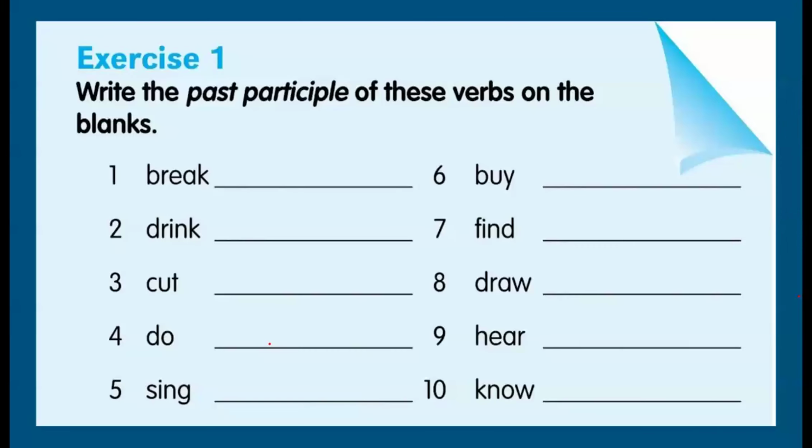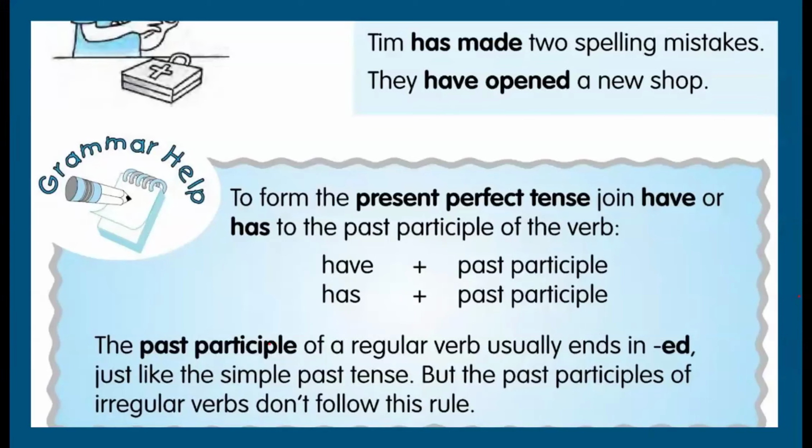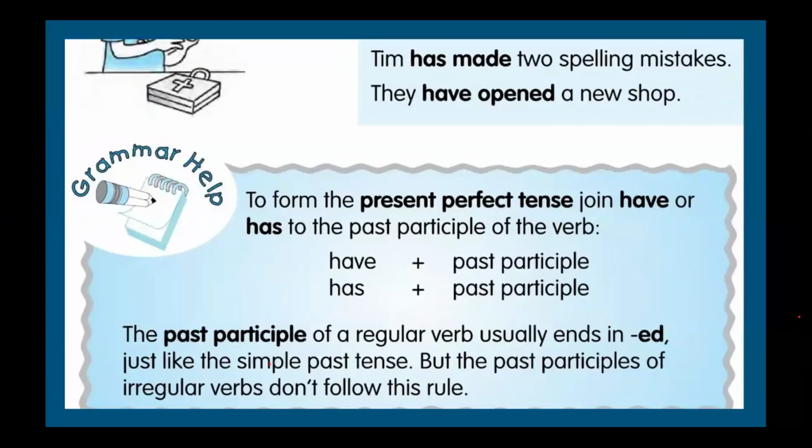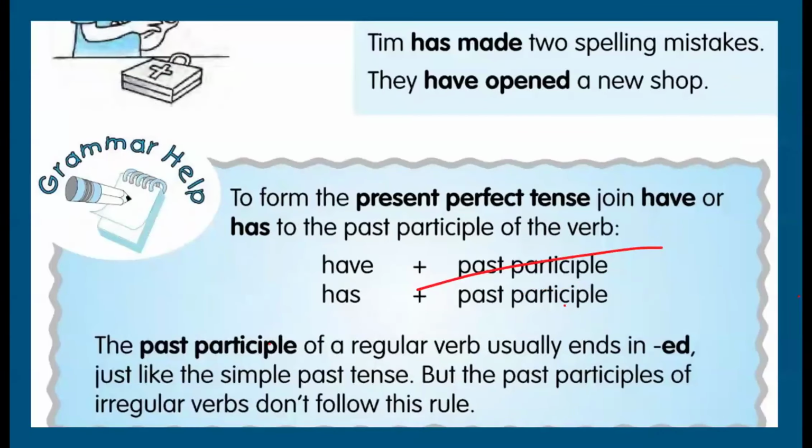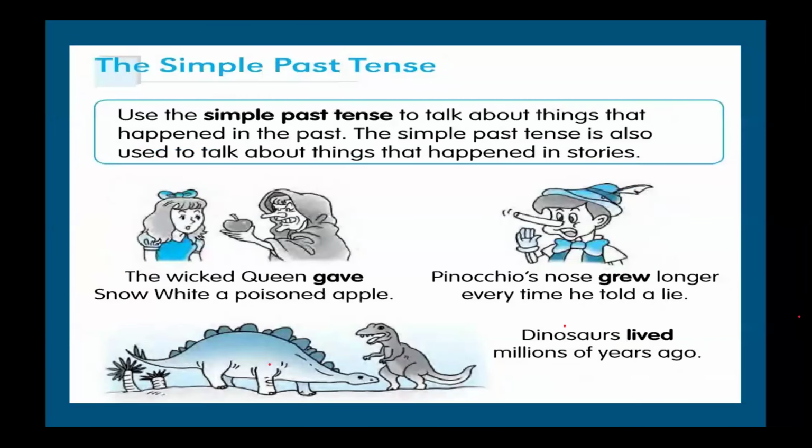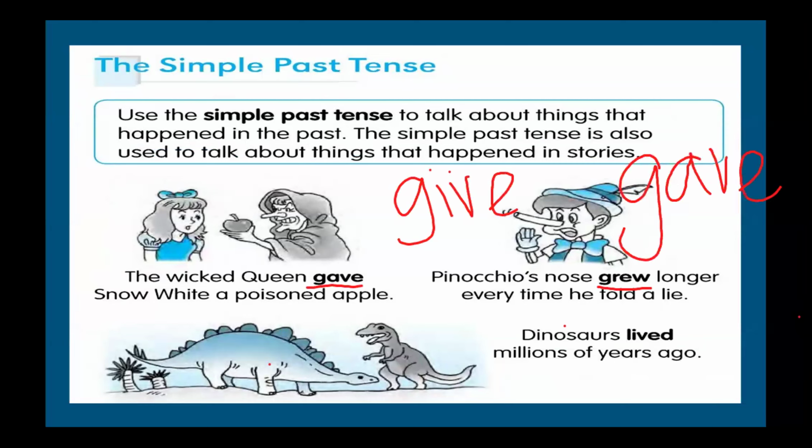Now see over here. Okay. So yes, now going to our past tense. In past tense also we have simple past tense. And in this form, what do we do? Gave, grew. What is the actual verb? Give. Gives. So in the past tense, it becomes gave. Yes, the wicked queen gave Snow White a poisoned apple.